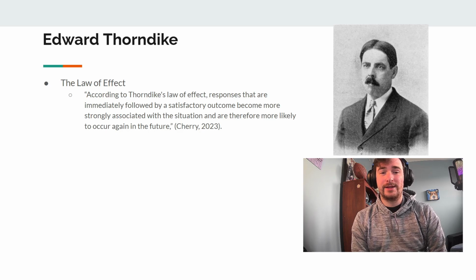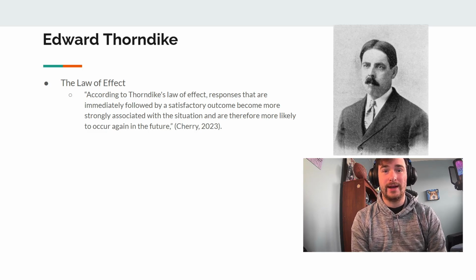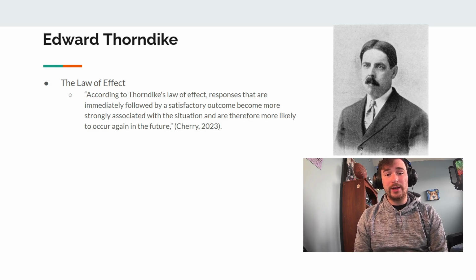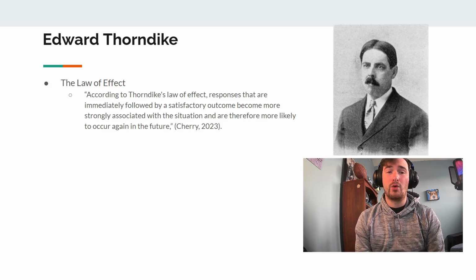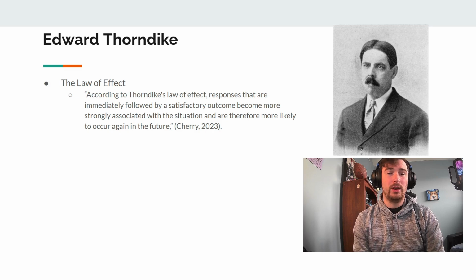Next, let's discuss Edward Thorndike. Edward Thorndike is best known for his advancement in behavior learning theory through his idea of the law of effect. According to Cherry 2023, she cites that Thorndike's law of effect states that the responses immediately following a satisfactory outcome become more strongly associated with the situation and therefore are more likely to occur. So again, it's that idea of that reinforcement happening, right?